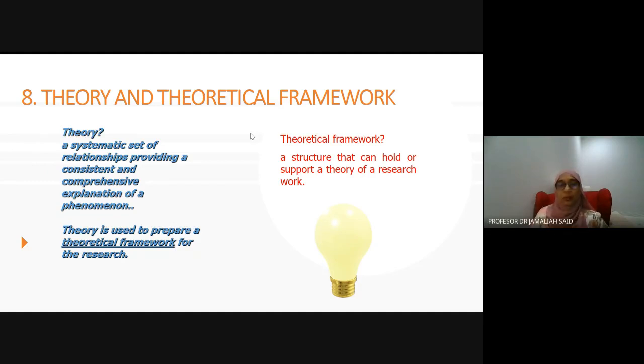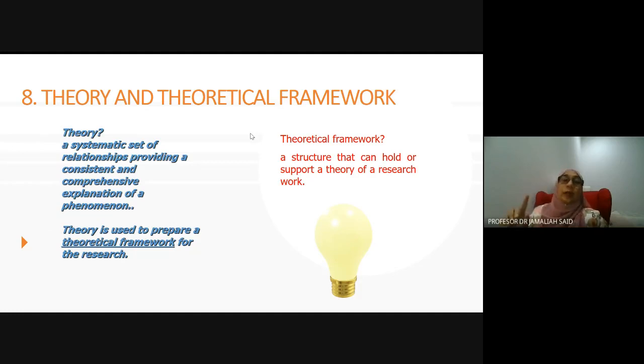Okay, so I'll show you why theory is important in writing a research proposal. First of all, what is theory? Theory is a systematic set of relationships providing a consistent, comprehensive explanation of a phenomenon. Normally, theory is not very specific. Theory is used to prepare a theoretical framework. From theory, you develop a theoretical framework. So, what is a theoretical framework? A theoretical framework is a structure, the guideline for how to proceed with your research.